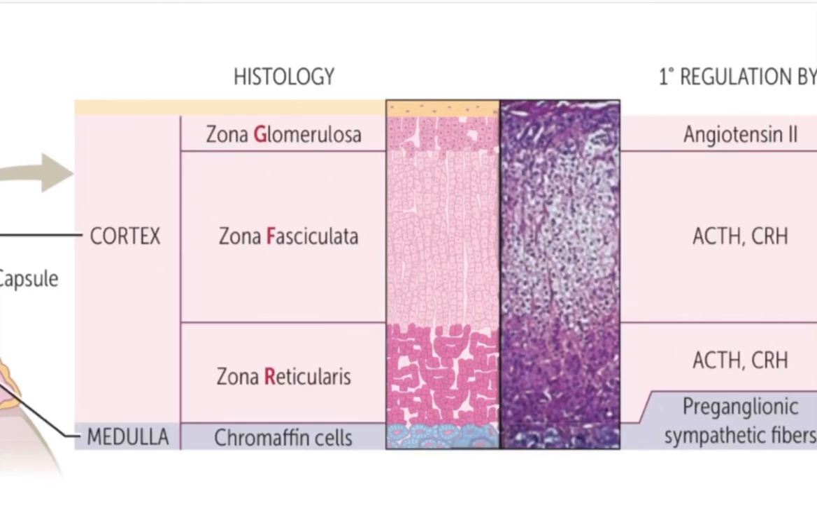The first layer, or the outermost layer, is called the zona glomerulosa. The second and the middle layer is called the zona fasciculata, and the third layer is called the zona reticularis. Okay, the medulla consists of chromaffin cells.